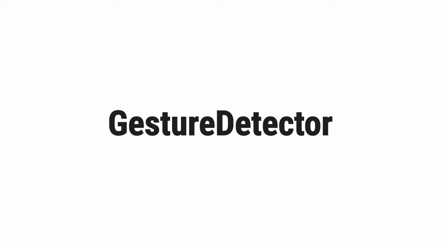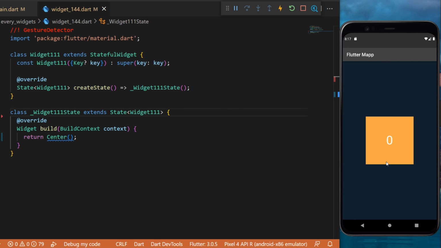The GestureDetector widget. In this example, we have a simple container that we have wrapped with a GestureDetector. So every time we click on the container, this will trigger a function. But you can wrap anything with the GestureDetector in order to create a button.